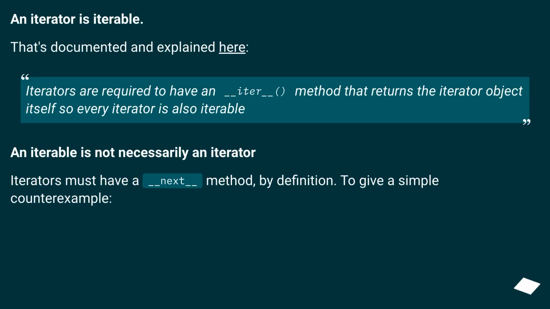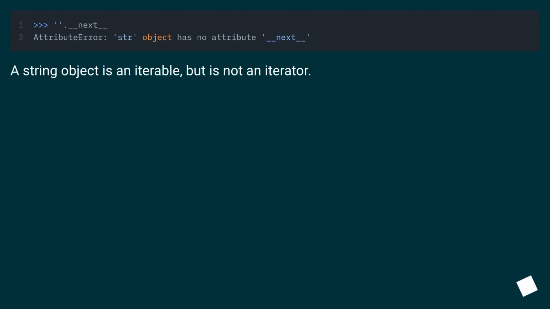An iterator is iterable. That's documented and explained here. Iterators are required to have an __iter__ method that returns the iterator object itself, so every iterator is also iterable. An iterable is not necessarily an iterator. Iterators must have a __next__ method, by definition. To give a simple counterexample, a string object is an iterable, but is not an iterator.